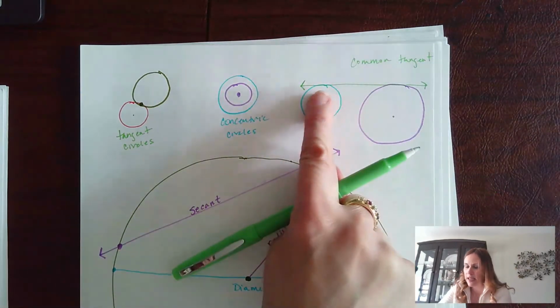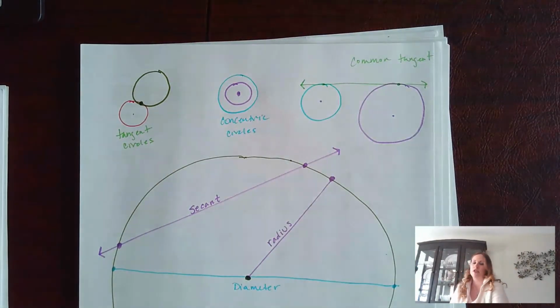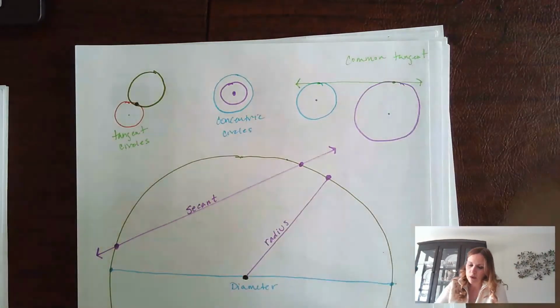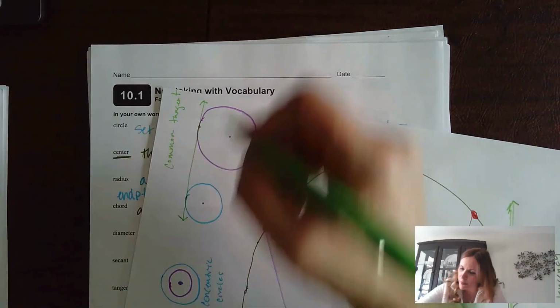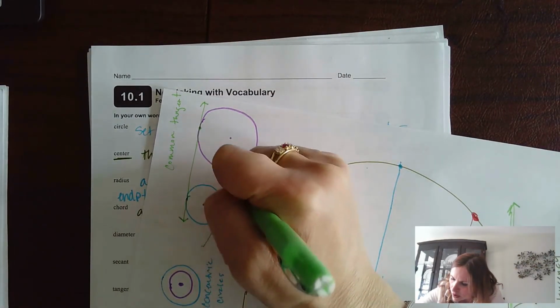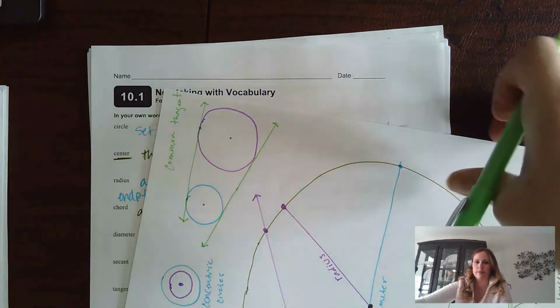So see how this line touches this circle? It's supposed to touch the circle at one point. But remember, there are many ways we can draw this. So I'm going to move my paper here a little bit. I could also do a line right here, and this would be a common tangent.